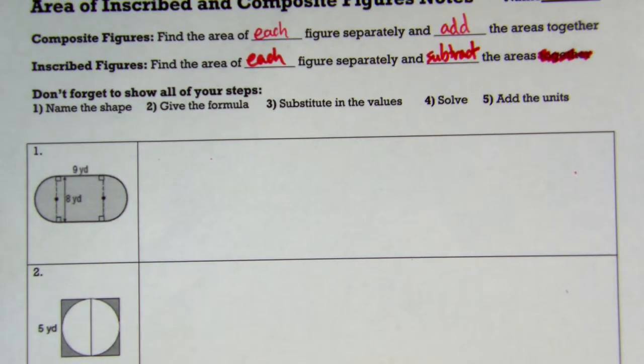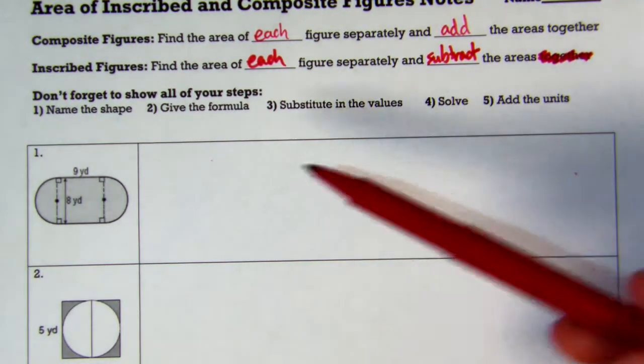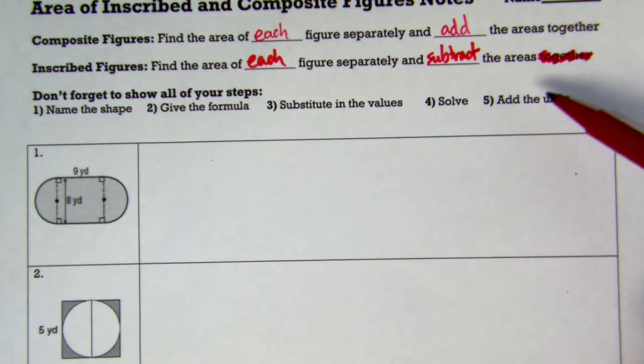Alright, so our steps we're going to follow are: we're going to name our shapes, we're going to give our formulas, we're going to substitute in the values, and then we're going to solve, and then we're going to make sure we add our units on. Then we're either going to add or subtract what we need to do.